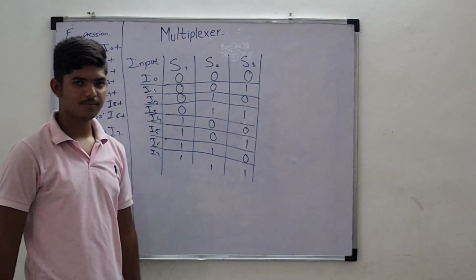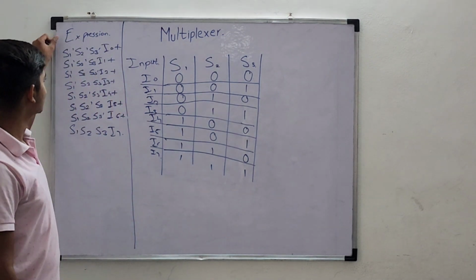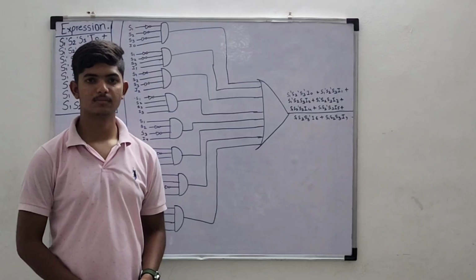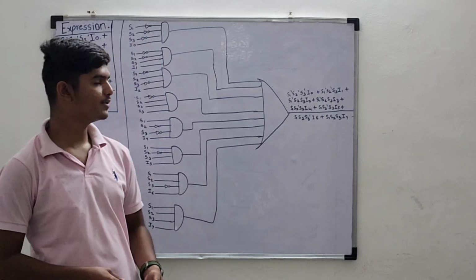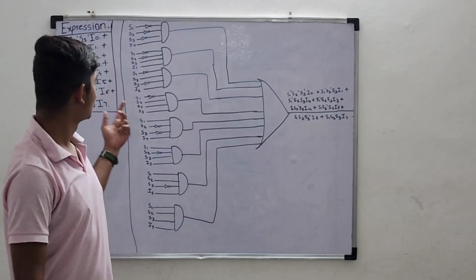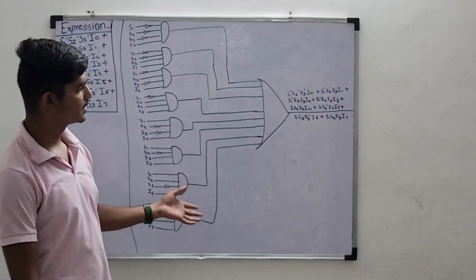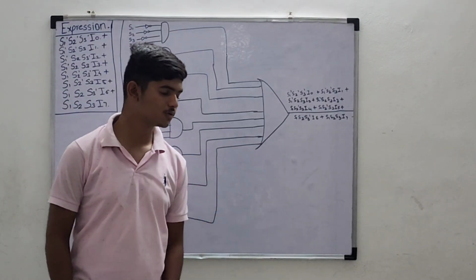Now the next step is to draw the logic circuit of the expressions. This is the final step, to draw the logic circuit of the expression. Here is the logic circuit on the board, so you can have a look.